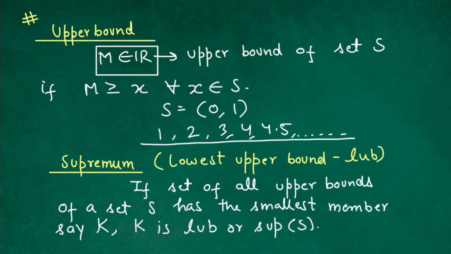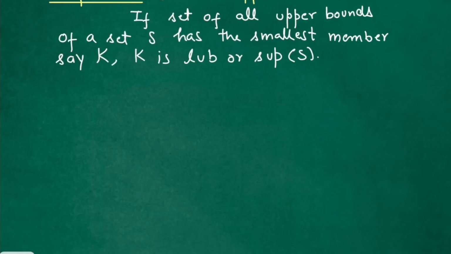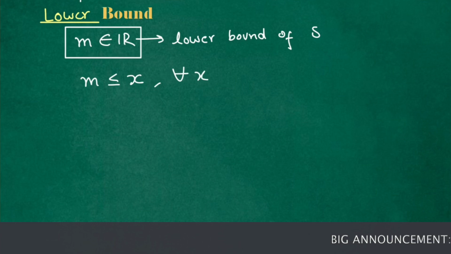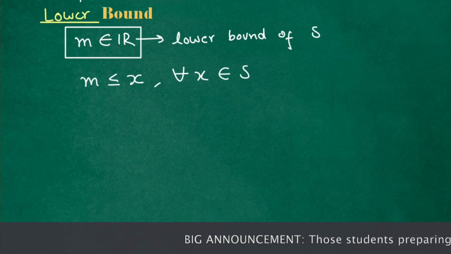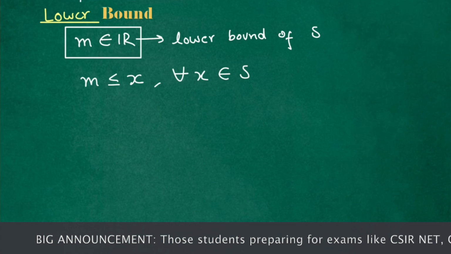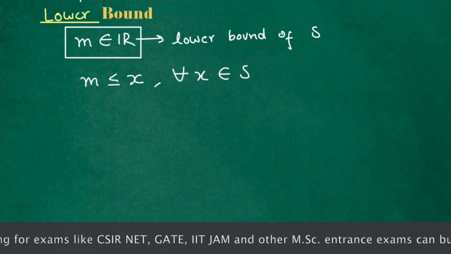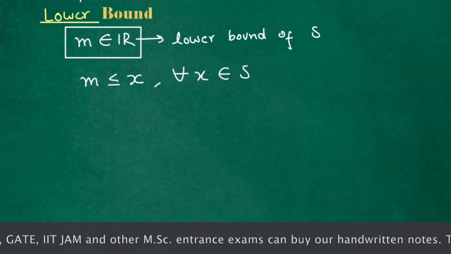Now let's see what is lower bound. For any real number m, this small m is said to be a lower bound of set S if m is less than or equal to x for all x belonging to set S. That means this small m is less than all the members of set S. Then this small m is said to be a lower bound of set S.